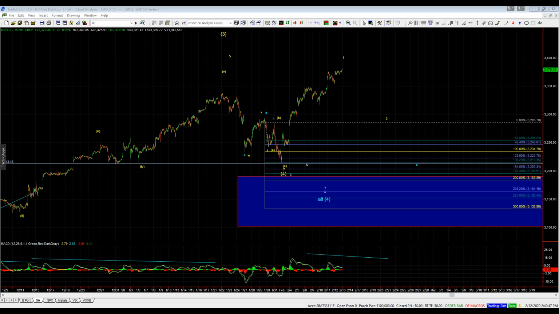Avi has a blue box at approximately 3387. Is that still valid? Let me look at his chart and I will tell you. We can look at that.